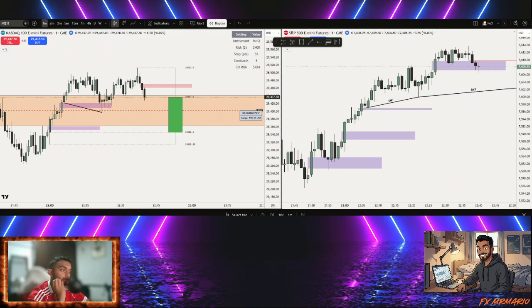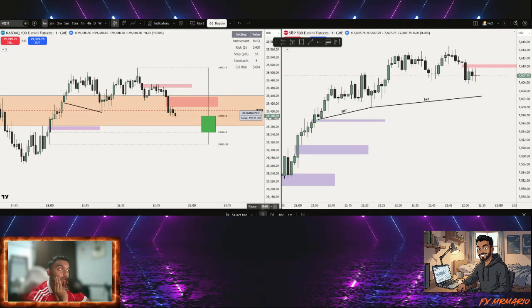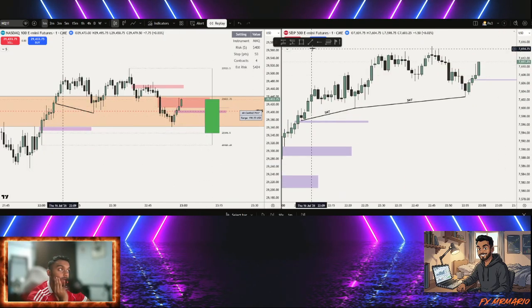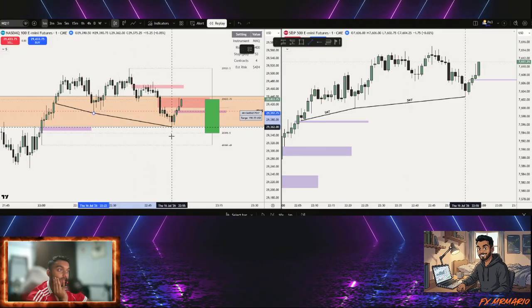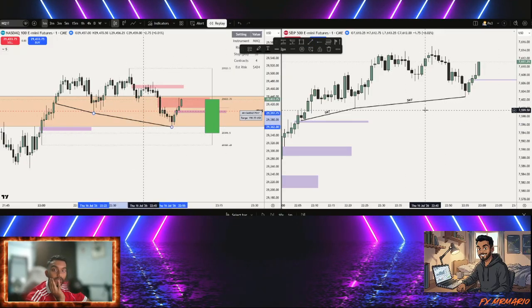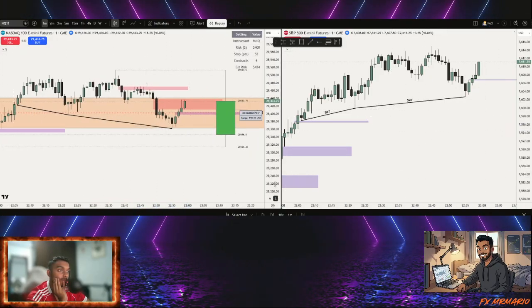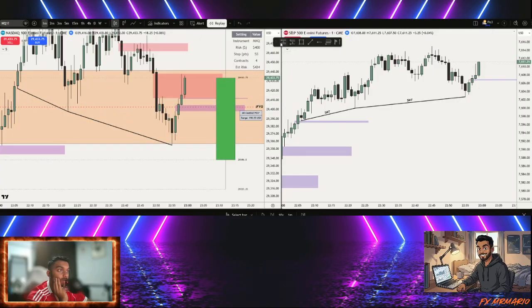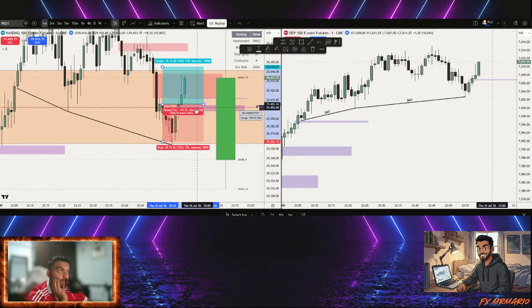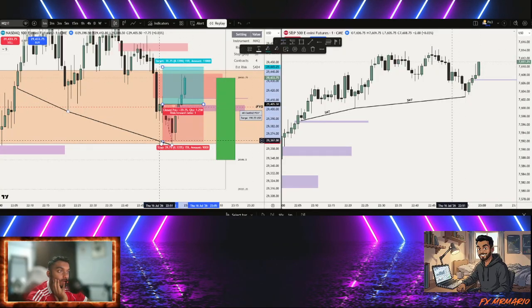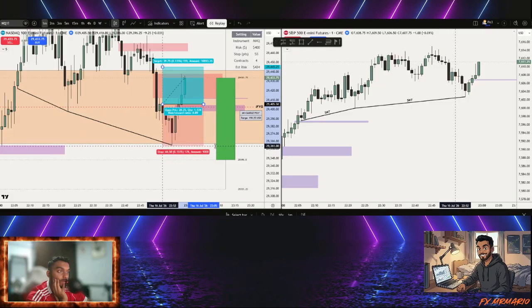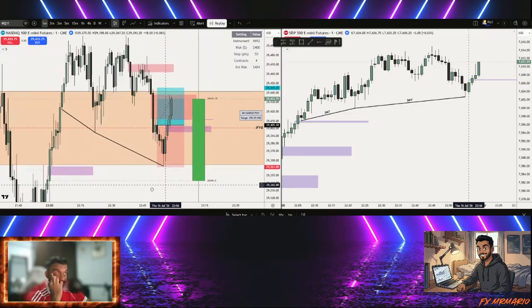Right, then I was waiting for the next setup, which we got lower, right? And we had again another SMT. As you can see, this is going low, this is going high, right? We had a CISD entry right over here, right? We had a break, stops below this.